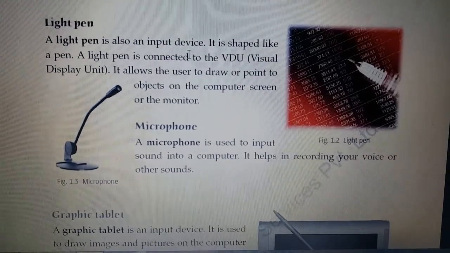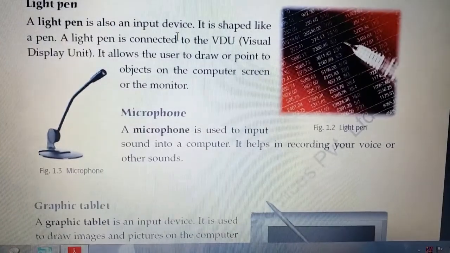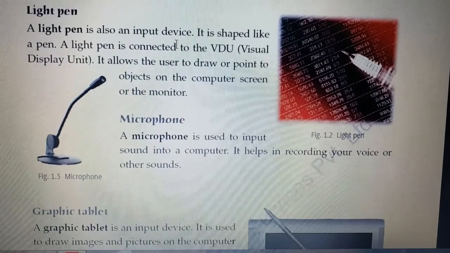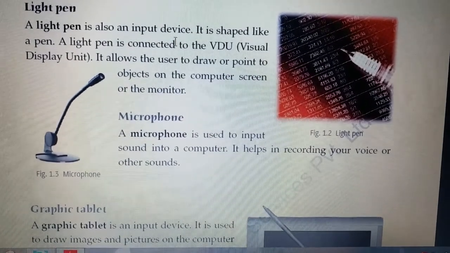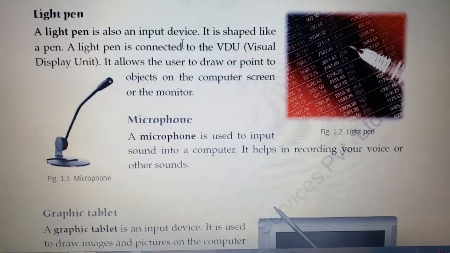Microphone. A microphone is used to input sound into a computer. It helps in recording your voice or other sound. Whenever you are using earphones to talk to someone, it will send your voice to someone. So a microphone is the same as that.